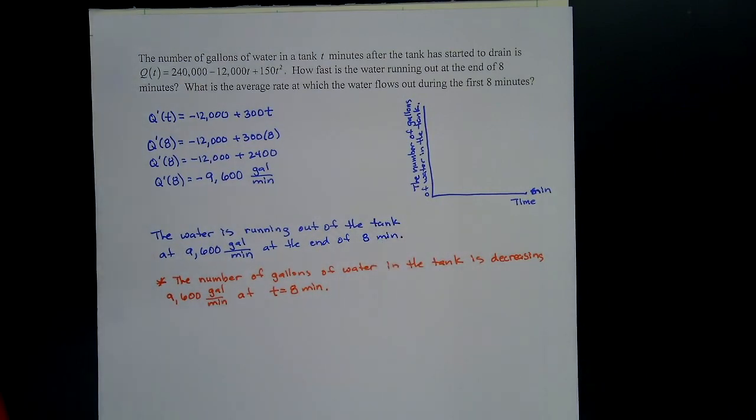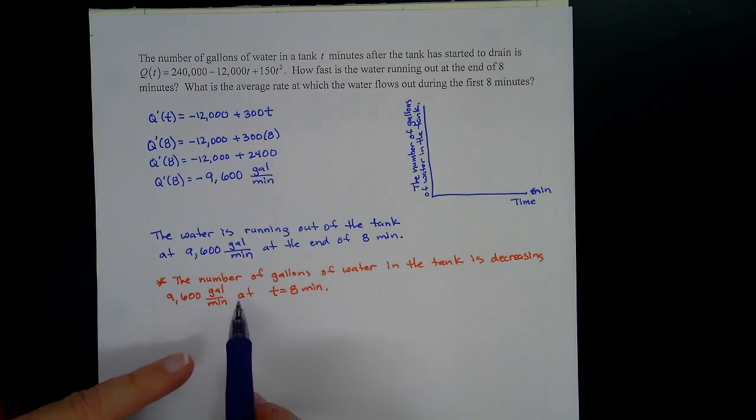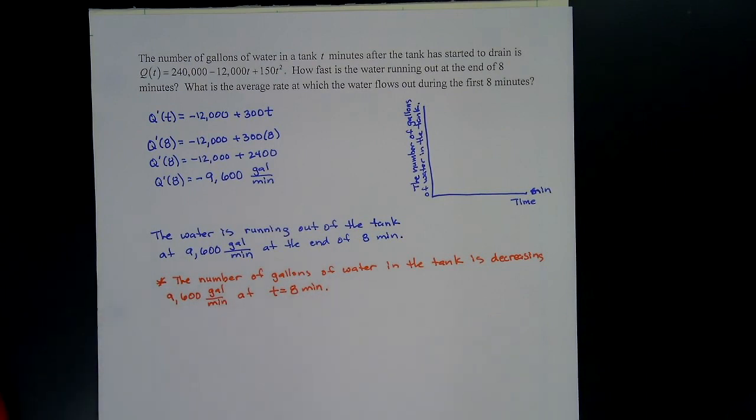Okay, so if they ask you to interpret it, then this is what you'd say. The number of gallons of water in the tank is decreasing 9,600 gallons per minute at t equals 8 minutes. All right, and that'd be good.